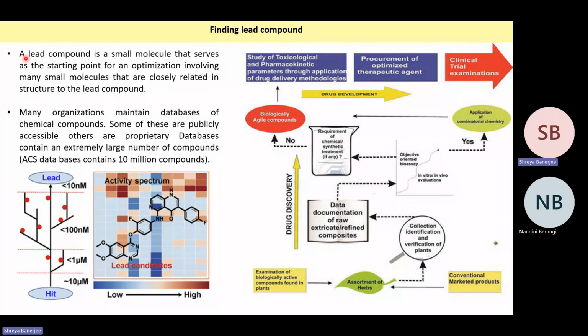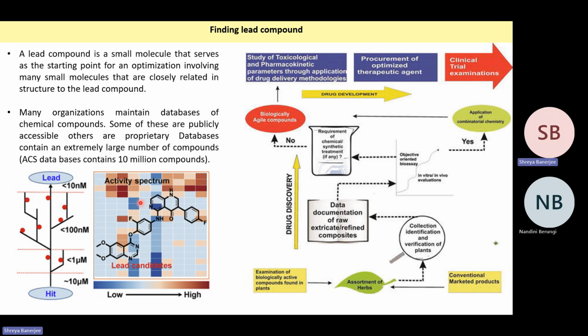In drug discovery, a lead molecule is a small molecule that serves as the starting point for an optimization involving many small molecules that are closely related in structure to the lead compound. So basically, we can have a wide range of molecules having similar structure and similar functions, but they can show different levels of activity. You can see here an activity chart where the blue corresponds to low levels of activity and the red corresponds to high levels of activity.